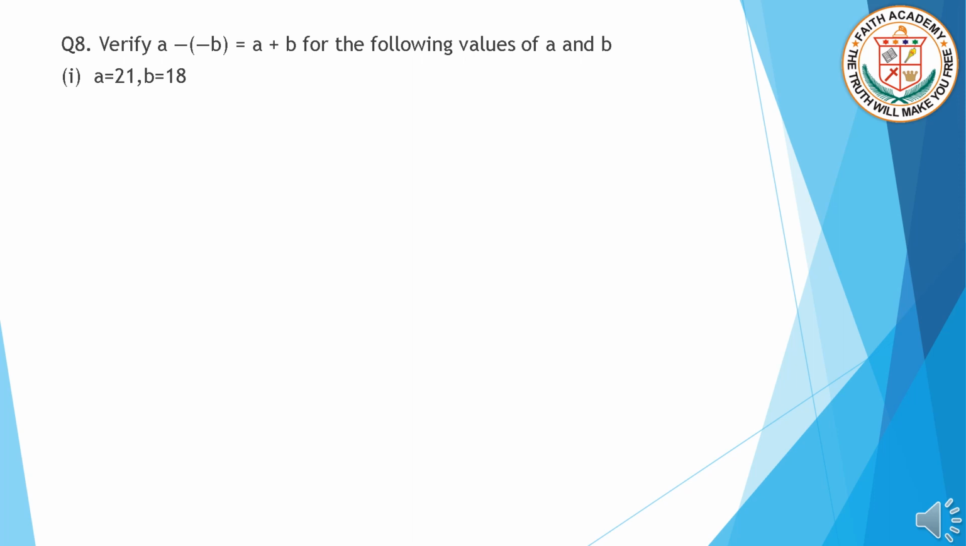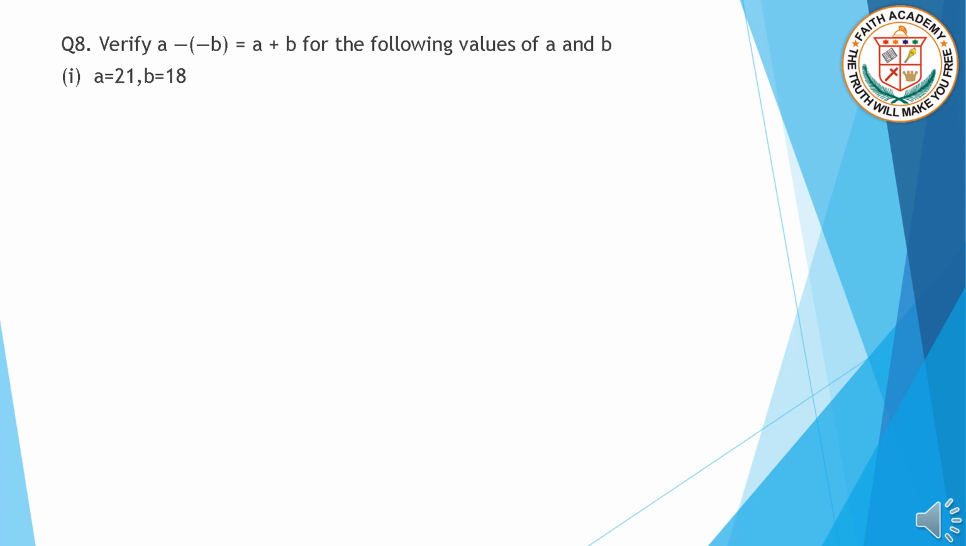That would be the LHS, and on the right hand side of the equal to sign is a plus b, which will be the RHS. So now let's put the values of a and b into the equation for LHS and RHS separately and see if both the answers are equal. If the answers are equal, then that means the equation stands true for these values.